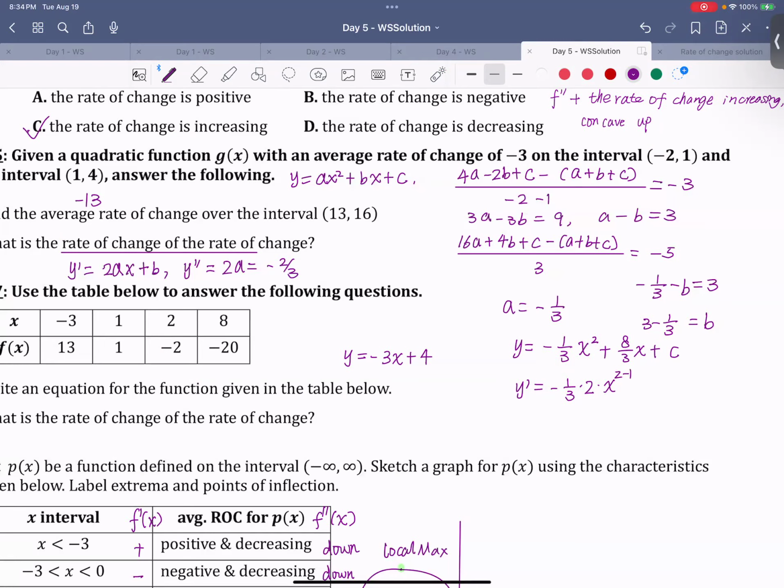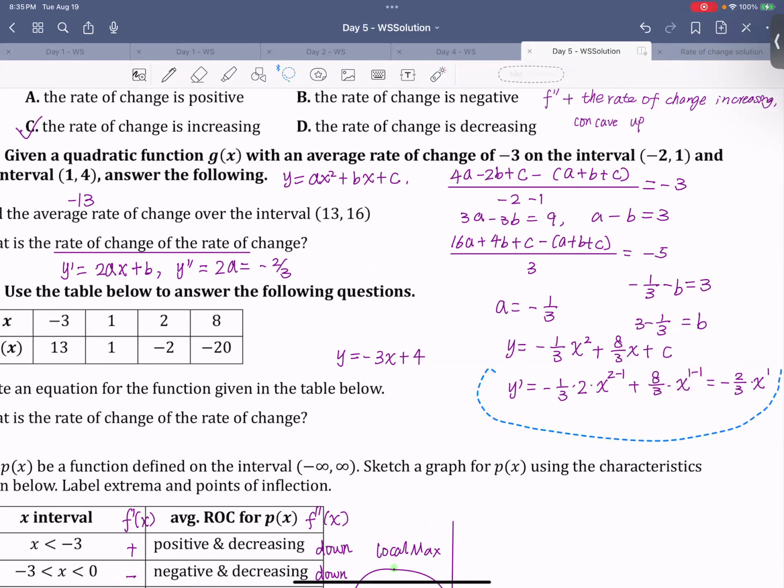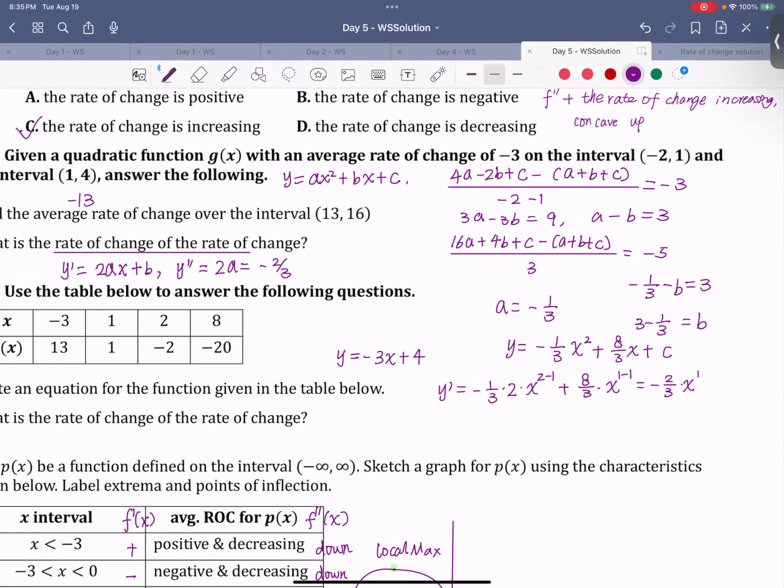Okay? And then you have another term here, which is plus 8/3. Copy it down. x to the power 1. So x to the power 1, 1 minus 1 will be 0. So this becomes negative 2/3 times x to the power 1. And then this guy is x to the power 0 is 1. So this guy will become plus a constant 8/3.